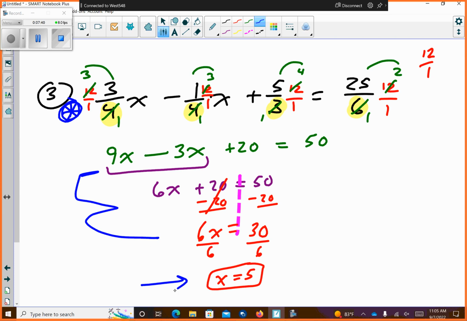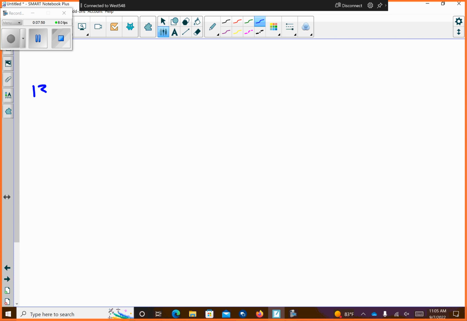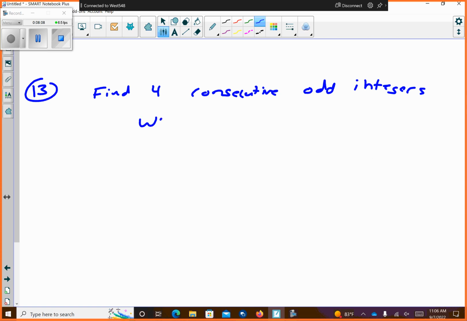Number 13. Okay. Backside. Thank you for asking about number 13. Appreciate you. All right, so number 13 says find 4 consecutive odd integers with a sum of 200. Okay.